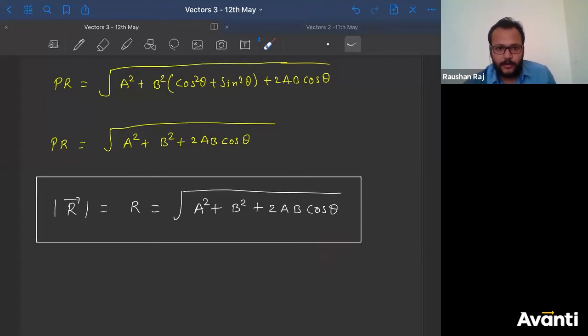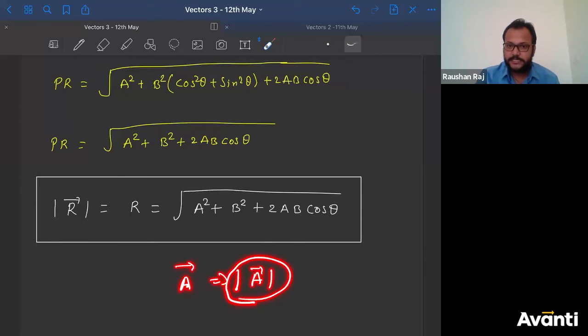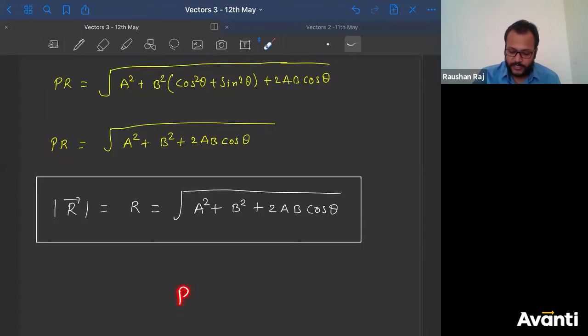What is the function of the modulus? See, this is nothing but the symbolic representation of magnitude. If you have vector A like this, and I ask you what the magnitude of this is, to represent the magnitude of vector A, I write modulus of A. So modulus of A is nothing but the magnitude of vector A. If I'm writing modulus of vector P, that means this is the magnitude of vector P. If I'm writing modulus of R, that means this is the magnitude of vector R.